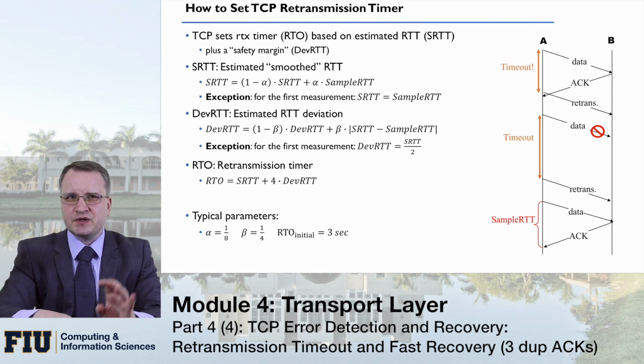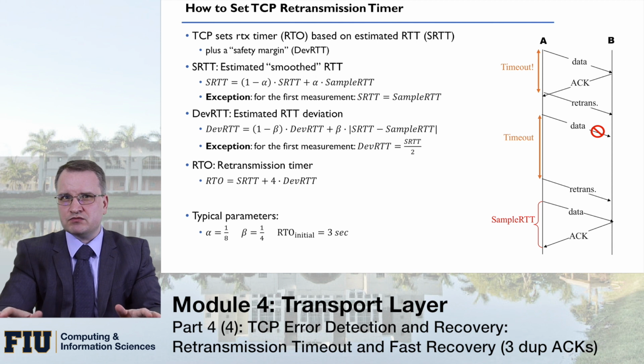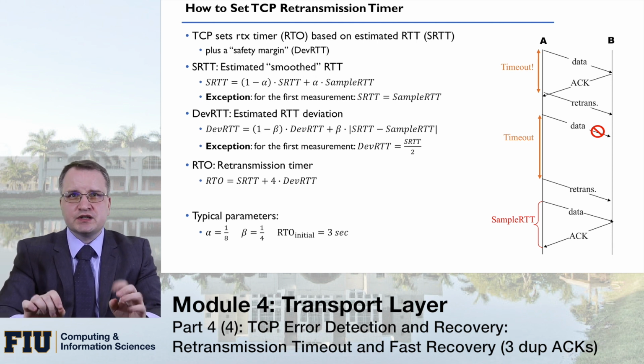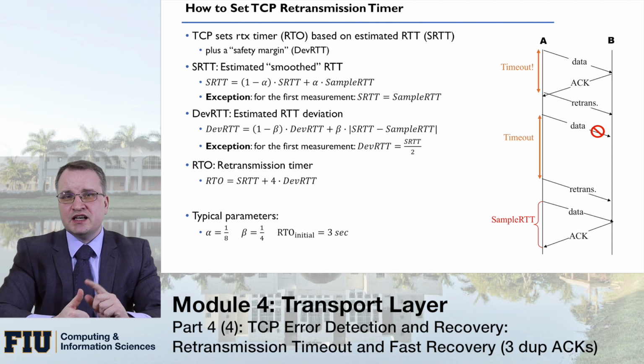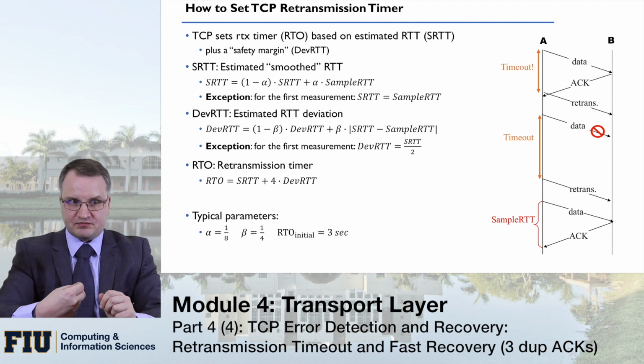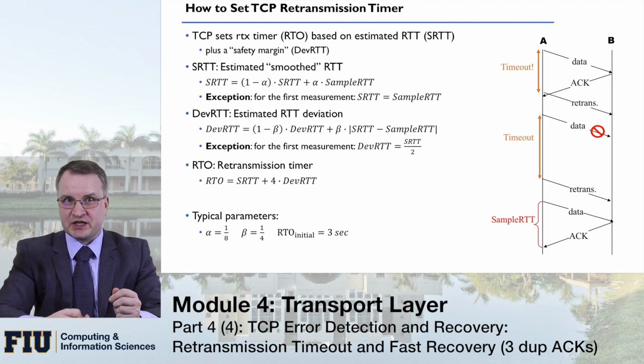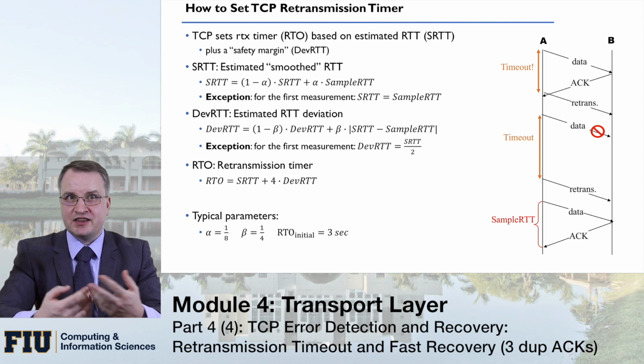They can be adjusted, but usually these are the values people are using most of the time. There are a few more things that are important on this slide, and one of them is the initial RTO. Because initially, you have to have some kind of a value until you have a meaningful measurement of RTT. You have nothing to deal with.